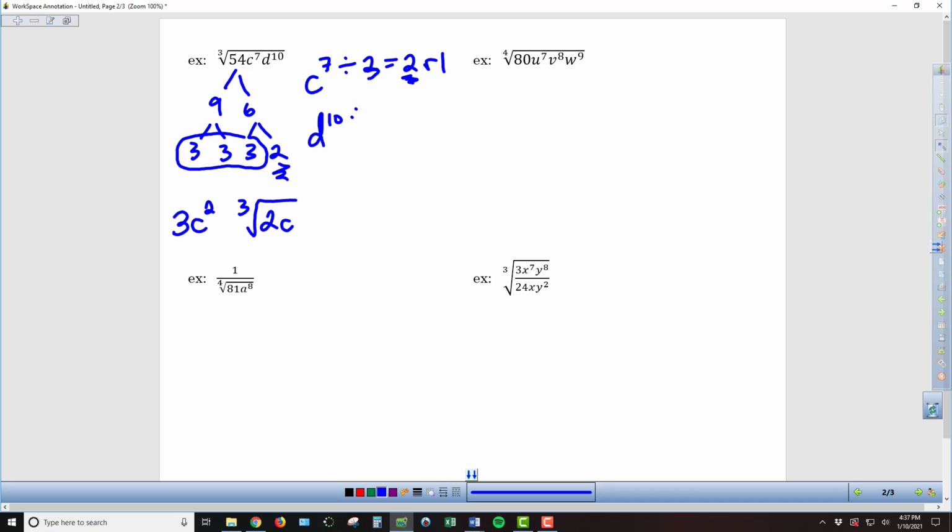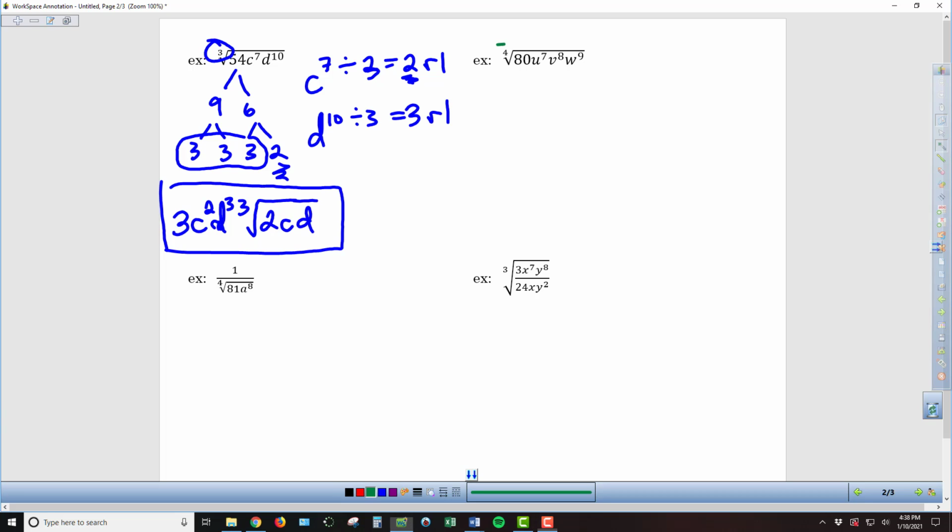And so then I can do the same thing with d to the 10th. I'm going to take that exponent and divide it by 3, since we're taking a cube root on this problem. 3 does not divide in evenly, but 3 does go into 10 3 times, with a remainder of 1. So that means in my simplified expression, I'm going to have d to the 3rd on the outside, but then I have a leftover single d on the inside. So we end up with 3c squared d cubed times the cube root of 2cd.